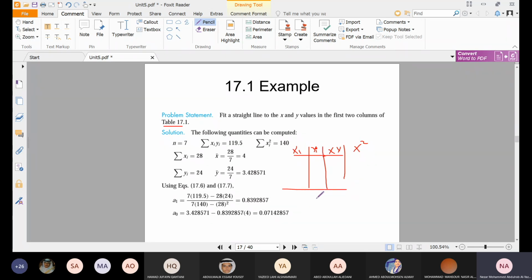If we need, for example, the sum of y's, we take the sum of y's. The sum of x multiplied by y, this column. The sum of x squares, this column. And after that we also compute the mean of x and the mean of y. So by using these quantities we find, for example, the value of the slope first, and after that the intercept a0.